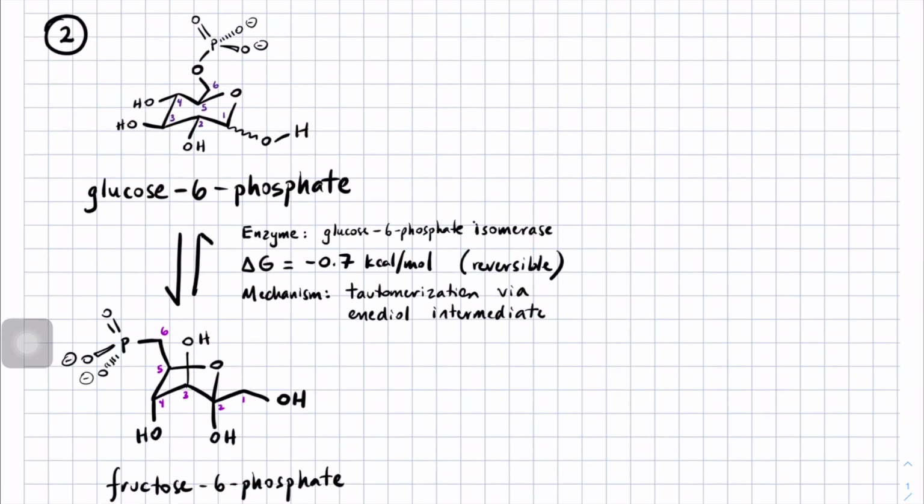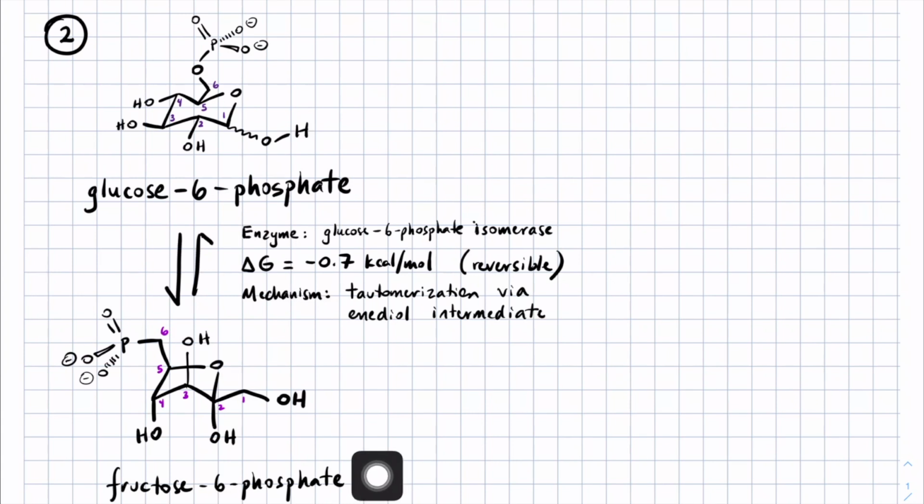So the second step is catalyzed by an enzyme called glucose 6-phosphate isomerase. Enzymes are generally named according to what they do, so you might expect this isomerizes glucose. So let's look at what's changed. We have glucose 6-phosphate here. That's simply the product of our previous step. And we're going to rearrange it to become fructose 6-phosphate.